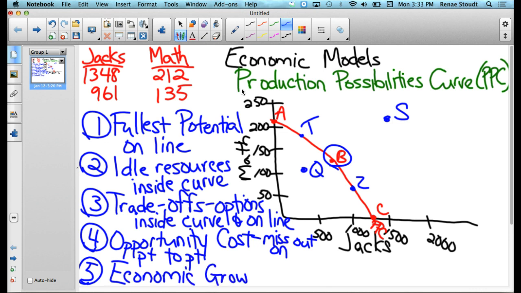So economic growth means that we have something change. We have an addition of resources. For example, if I had 24 people in this class that I got this data from, and I brought in 5 more people, well, yeah, then I would be able to produce more jumping jacks and math facts. Or, for example, if I did a little bit more specialization and I looked at exactly who were the people that were really good at math and made all those people do math facts, or who were the people that were really good at jumping jacks and made them do jumping jacks. Or if I gave them a bigger incentive to do more. Those are going to be things that cause economic growth. So outside the curve is not possible without economic growth.